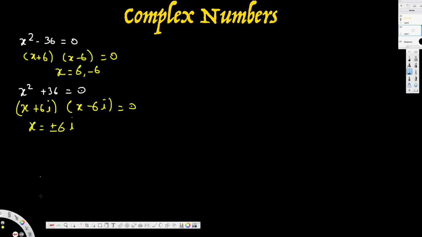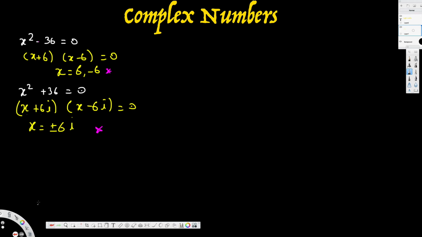So this is a basic thing we have to remember when we deal with these kinds of problems. When we have x square minus 25, 36, or any square number, we can simplify it, and it's going to be plus or minus whatever the square root is. And if it's plus in between, we are going to get i. Okay, these are the two things we have to remember.